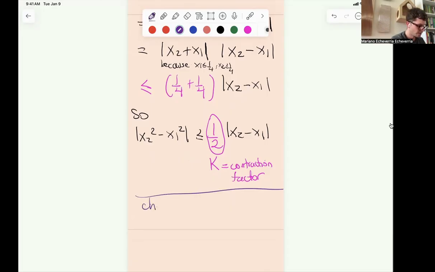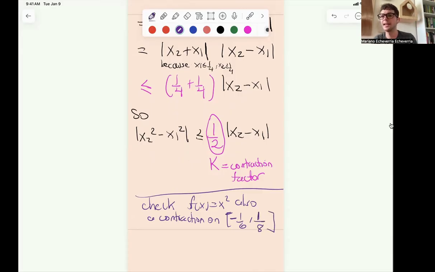Check that the same function is also a contraction on, let's say, the interval negative 1/6 to whatever you want. It doesn't have to be symmetric. I don't want you to think that it's symmetric or something like that. It's almost the exact same argument, but I just wanted an interval that would also include negative values.